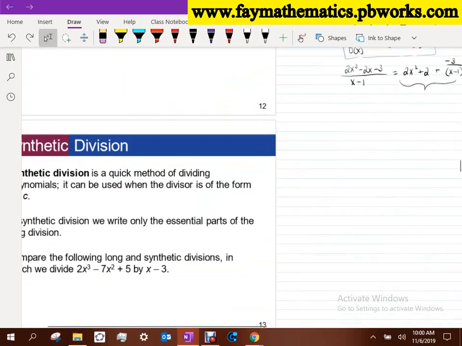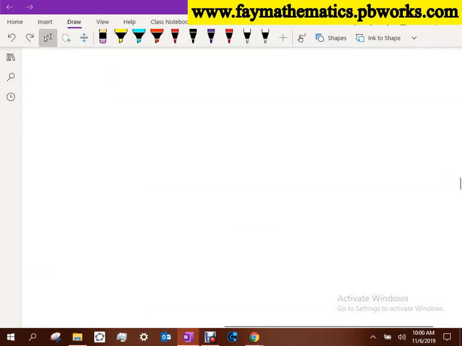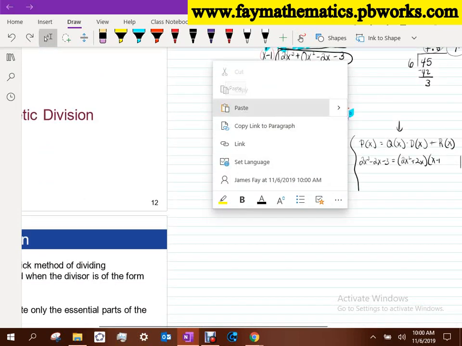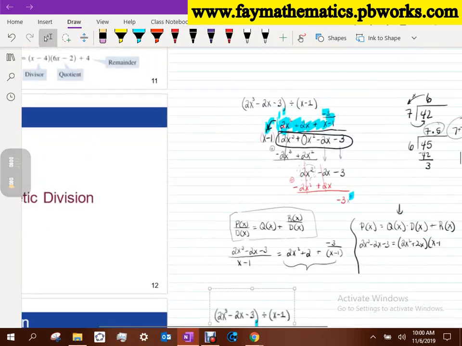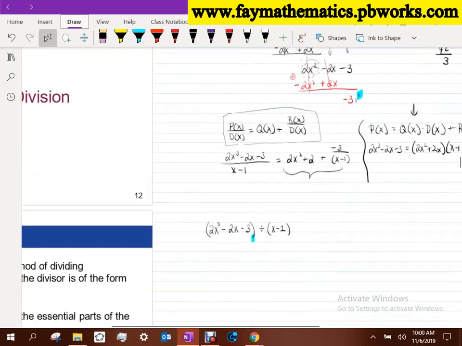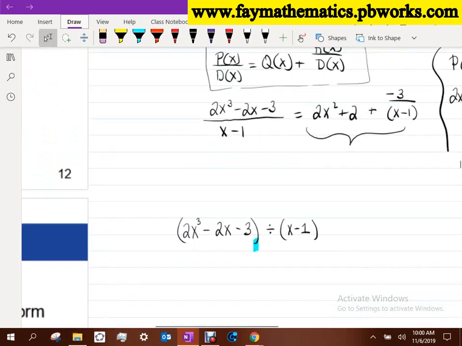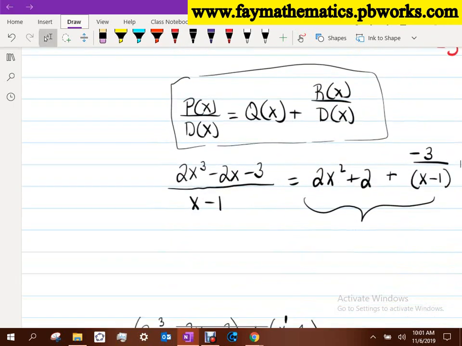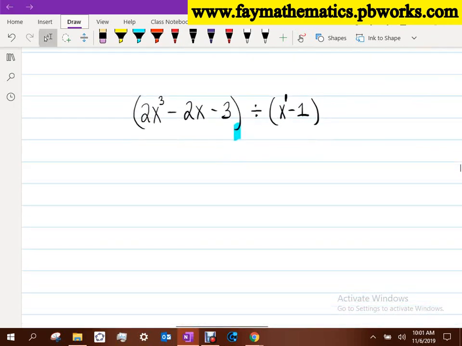nice place here to work. All right. So I want to do the same problem, but I want to work with synthetic division. So synthetic division is only going to allow us to work when that is a x to the first. Okay? If it was x squared minus 1 or whatever, we're not going to be able to use synthetic division in the manner that we learn it here.